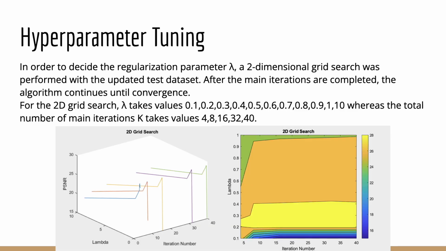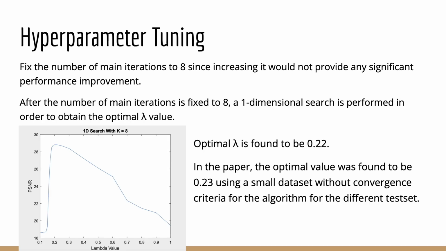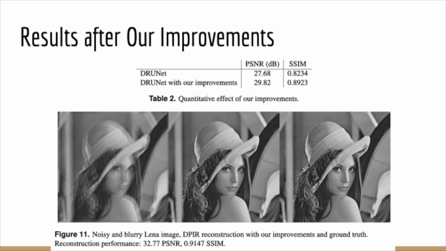And in order to decide our hyperparameters, a two-dimensional grid search was performed with the updated test set. And here you can see their results. But we fixed the number of main iterations to 8, since increasing it doesn't affect our performance much. So after this, we do a one-dimensional search to obtain the optimal lambda value, and it is found to be 0.22, which is different from the paper's optimal value. This can be due to the convergence criterion change and the different test sets. We actually improved the method, as you can see.